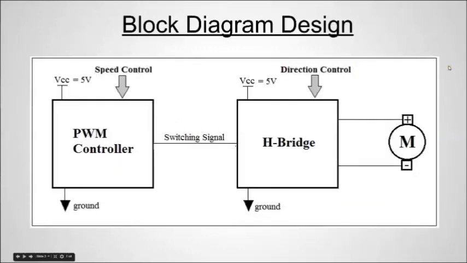This is a block diagram of the circuit components used. First, there was a PWM controller, which would create the switching signals for the power electronic MOSFETs of the H-bridge. This switching signal would get fed to the MOSFET gates to determine the current direction flowing through this 3-volt brushed DC motor. Speed control was fed into the PWM controller, whereas direction control was fed into the H-bridge through a hard switch.